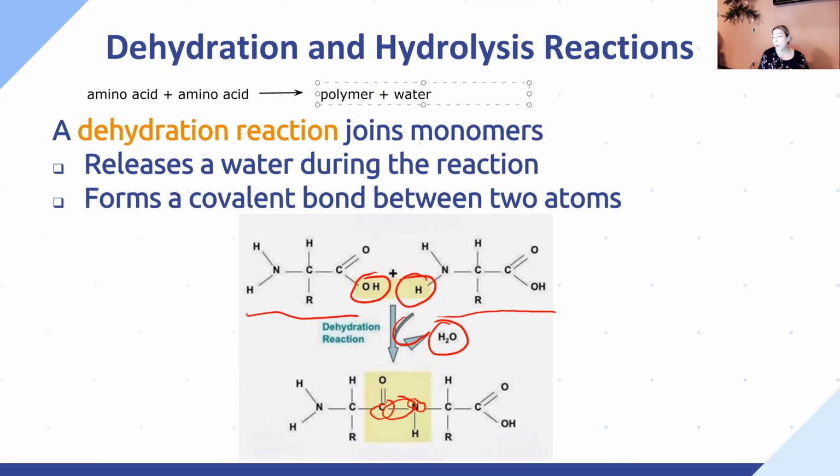Now, remember that the amino acids that I'm writing down in this chemical reaction are monomers. They join together through dehydration to form a polymer. But notice that one of the products on the right side of the equation is water. Water is being released. So in dehydration, you go from small molecules to a large molecule, and a water is given off.